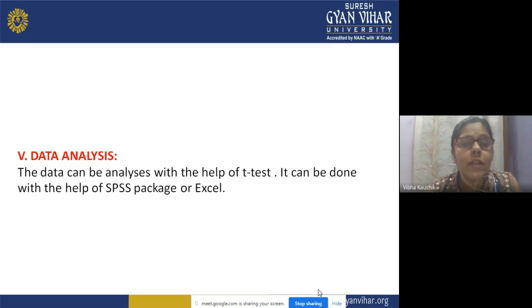It can be done with the help of the SPSS package or Excel. Means you can calculate the t-test with the help of SPSS or Excel. These two are the packages of statistical tools which a researcher can apply while doing his analysis.